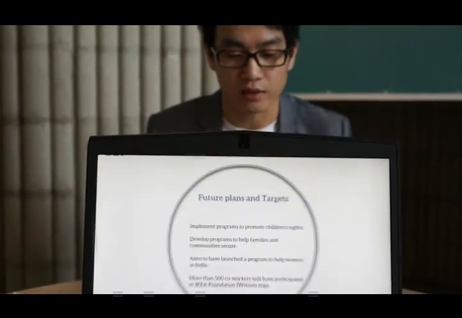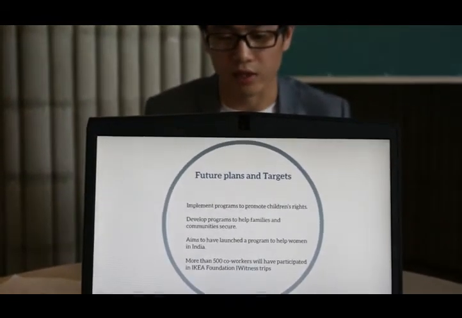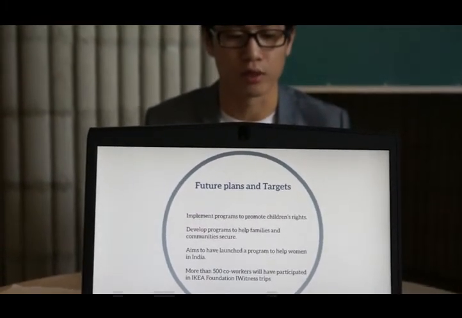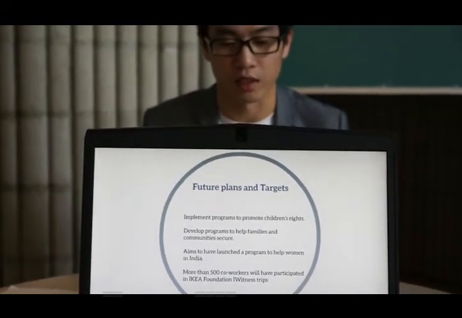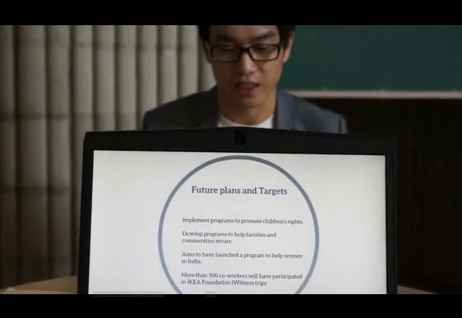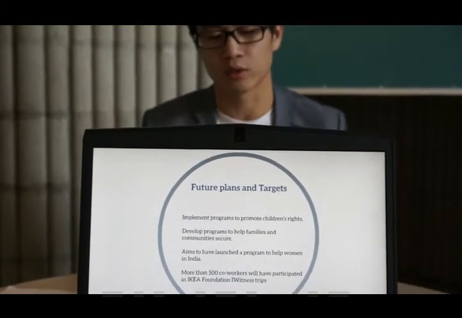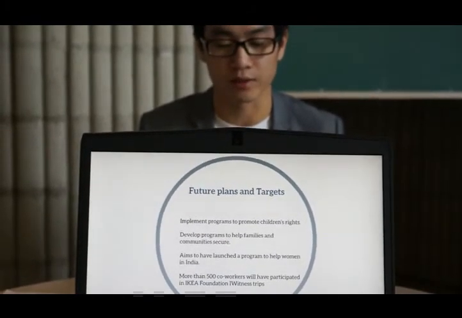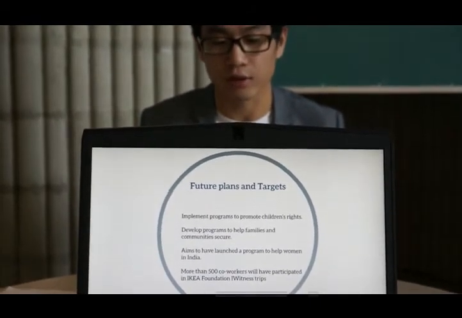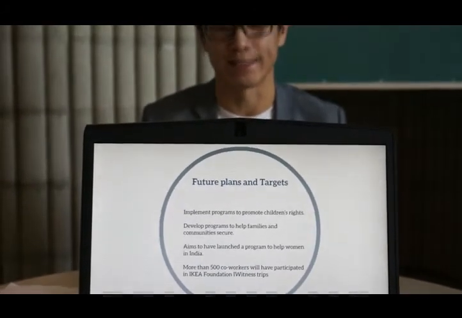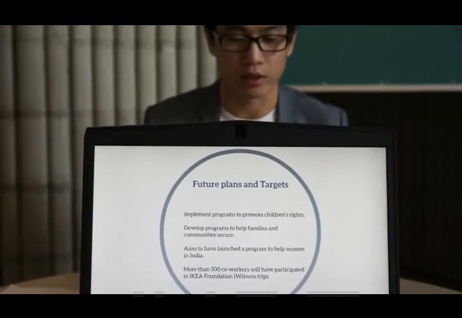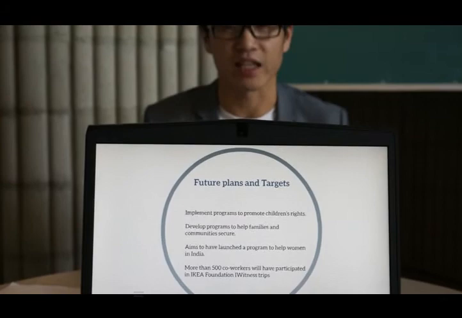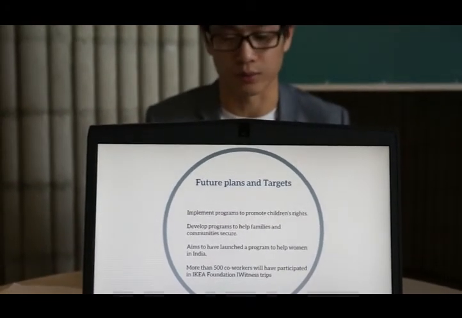And IKEA will engage customers and co-workers in annual local and global campaigns for good causes to improve children's lives in the developing world. For example, to implement programs to promote children's rights, develop programs to help families and communities secure a living, and to launch a program to help women in India, and more than 500 co-workers have participated in IKEA Foundation eyewitness trips.